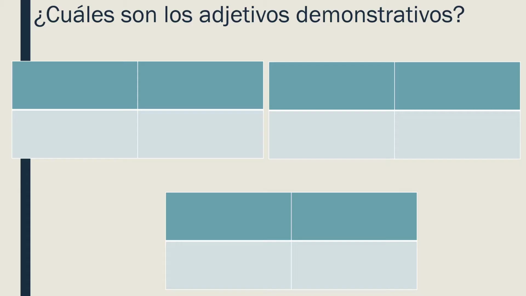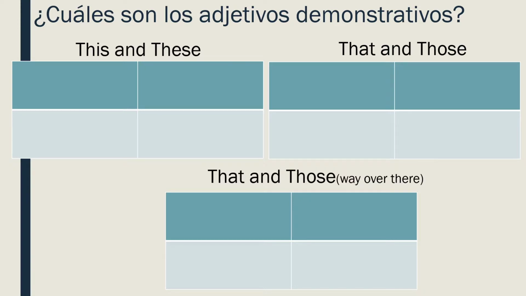All right. Vamos a revisar. We're going to review. ¿Cuáles son los adjetivos demostrativos? What were your demonstrative adjectives? Okay. Remember, they're this, these, that, and those. And then in Spanish, we've got a different that and those for that and those way over there. Okay. You're this and these. Este, esta. Those are your this. Estos, estas. Este and esta are singular, estos, estas, plural. So, este, esta is this, estos, estas, these.